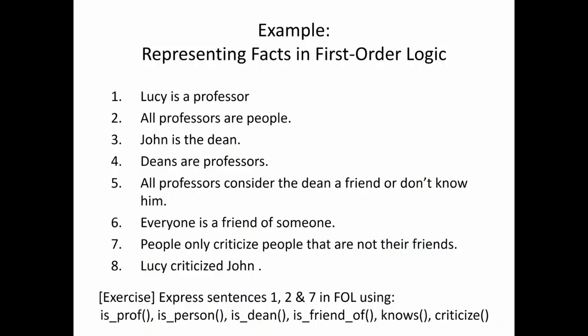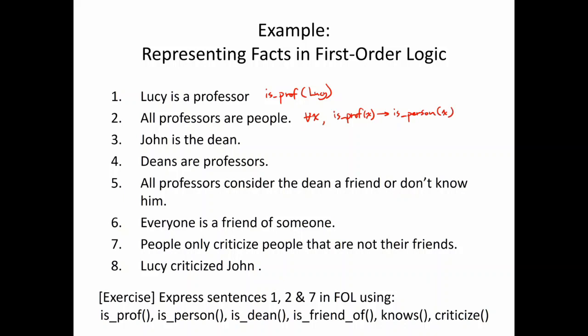Okay, let's look at the first sentence. Lucy is a professor. Then it's just is Prof Lucy. Note that there's no variable, so no quantifier is necessary. How about the second sentence? All professors are people. For all x, if x is a prof, then x is also a person.